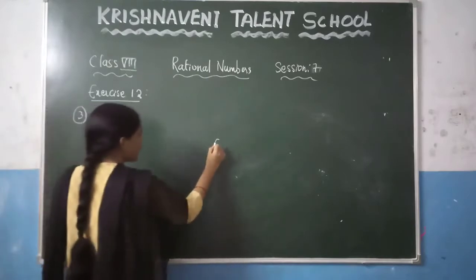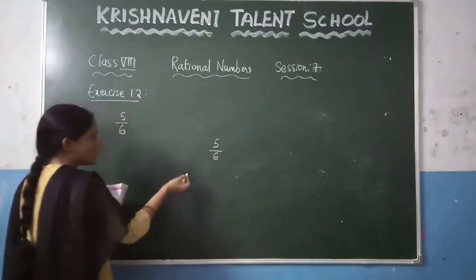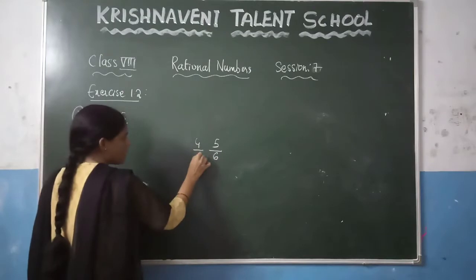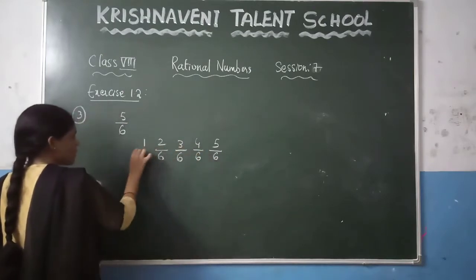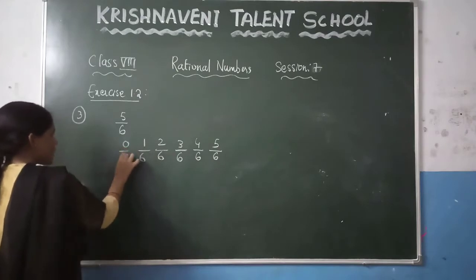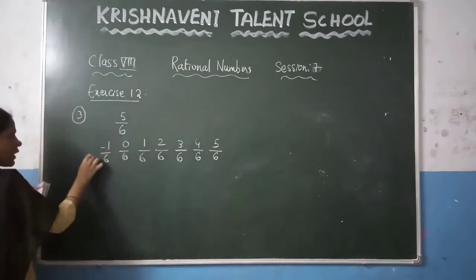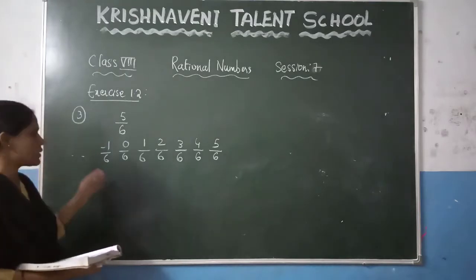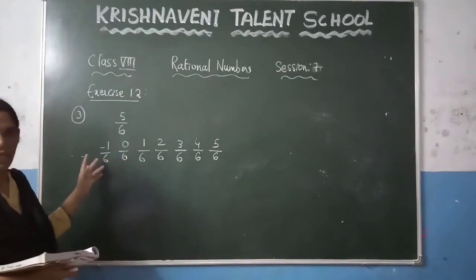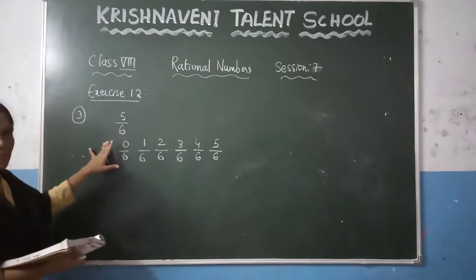Clearly you can observe that if you take the number 5 by 6, the numbers smaller than 5 by 6 are 4 by 6, 3 by 6, 2 by 6, 1 by 6, 0 by 6, minus 1 by 6, and so on. Here they ask to write only 5 rational numbers. Among these you can take any 5 rational numbers which are smaller than 5 by 6.